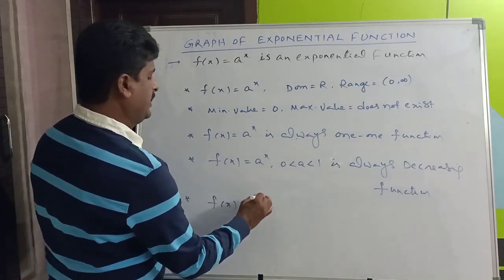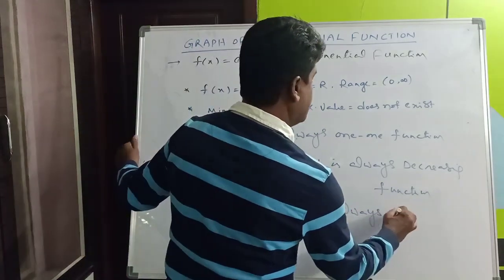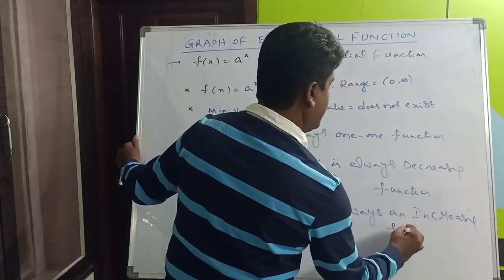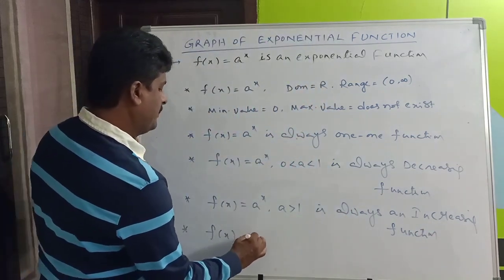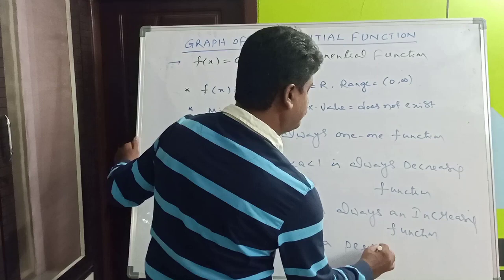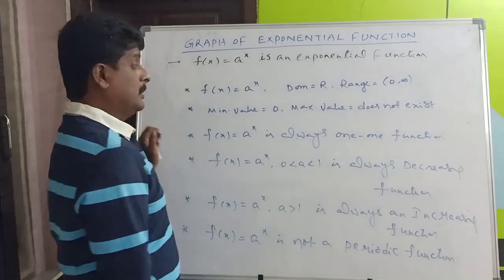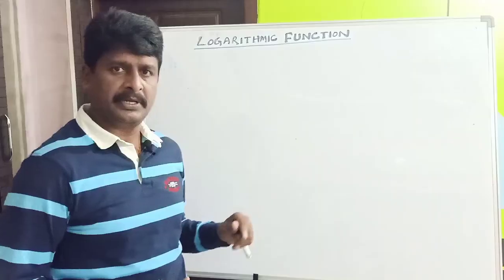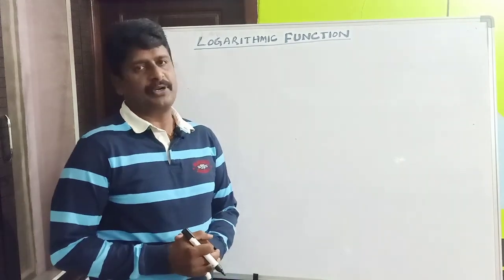f of x is equal to a power x, a greater than 1, is always an increasing function. Already we have seen this. And f of x is equal to a power x is not a periodic function. So these are the properties of the exponential function. And see, our next function is the logarithmic function. Okay?